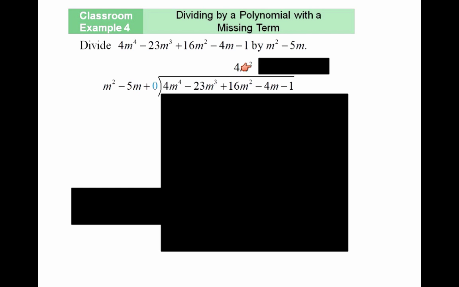So 4m to the power of 2 gives me 4m to the power of 4. That's exactly what I wanted here. And then I have to multiply 4m to the power of 2 times minus 5m. They give me minus 20m to the power of 3. So let's reveal the solution here. So this is what you have done so far.